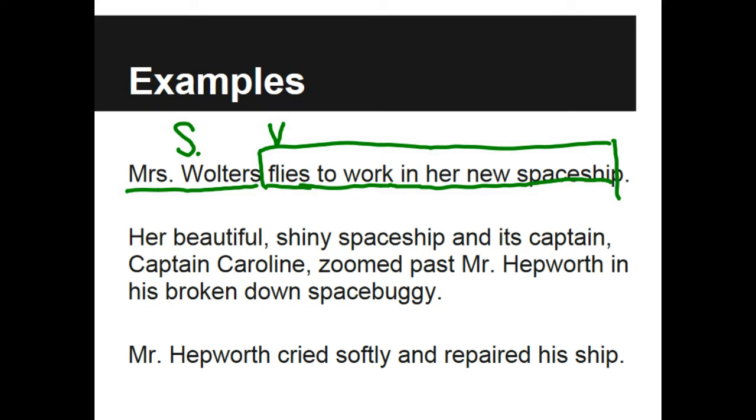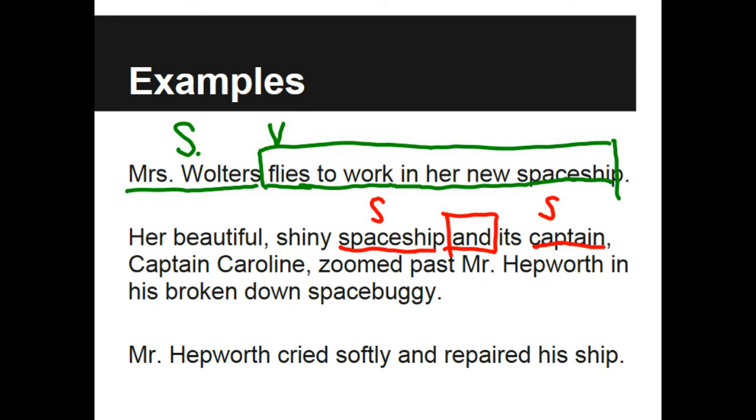Her beautiful, shiny spaceship and its captain, Captain Caroline, zoomed past Mr. Hepworth in his broken-down space buggy. I have a very intense subject here. I have two simple subjects. Her spaceship and its captain. So spaceship and captain would be considered my simple subject. It is a compound subject because there are two joined by the word and.